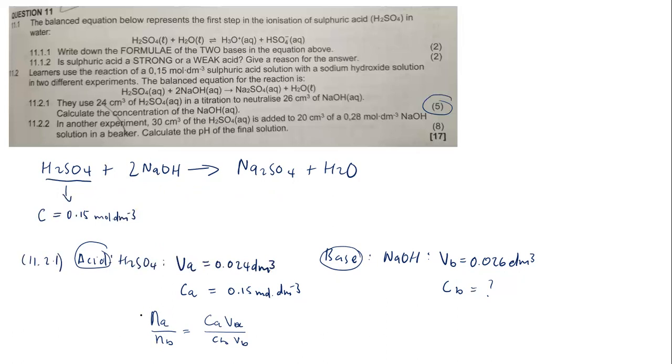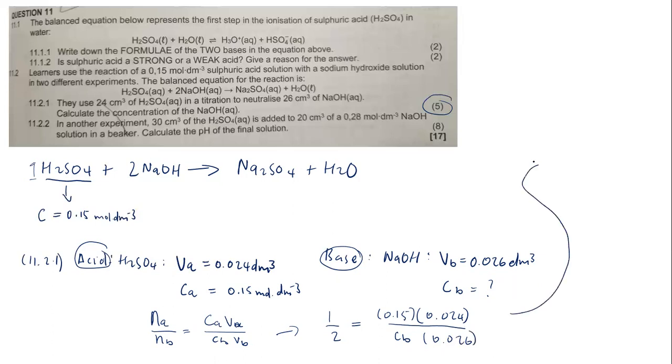Now, what is the stoichiometric coefficient of acid? In this case, it's most definitely 1. For the base, we have 1 over the base coefficient, which in this case is 2. So you have 1 over 2, which is equal to the concentration of acid, in this case 0.15, multiplied by the volume of acid in cubic decimeters, which is 0.024. Therefore, you divide by the concentration of base, which is what we are looking for, multiplied by the volume of base. The volume of base is provided to be 0.026.